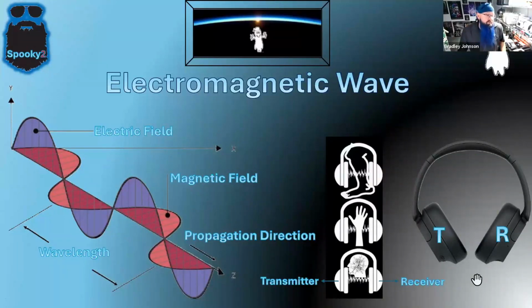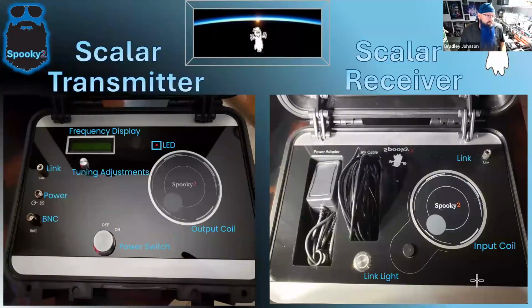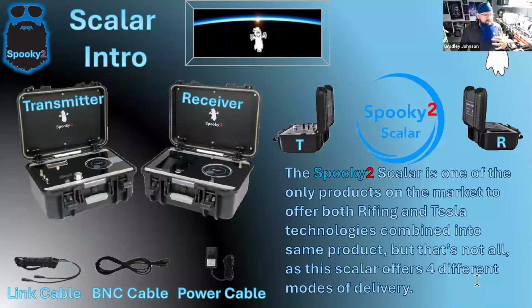So as we move down to what the Spooky2 product brings into this game, Spooky2 is going to give you two cases. These cases are going to come with the link cable, the BNC cable that is used for connecting the transmitter device to the generator. And we're also going to be talking about the power cord. Now, the nice thing about this particular setup is that they all come tucked into the case themselves. Very neat and compact. Makes it very easy to break them down, set them up, and move them from place to place.